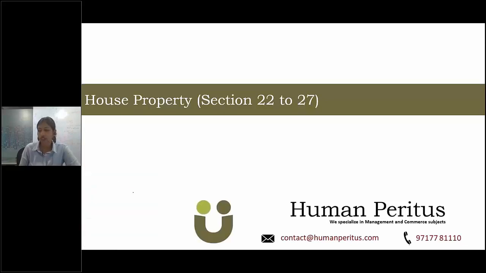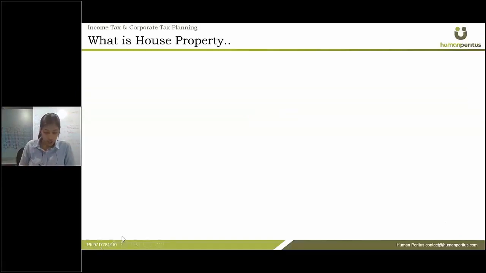Now we will start with another head of income, that is income from house property, which is covered under sections 22 to 27 of the Income Tax Act. So first we'll start with some basics about house property. What is house property and what is the income from house property?